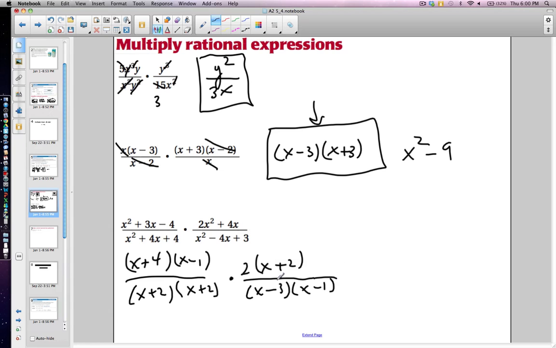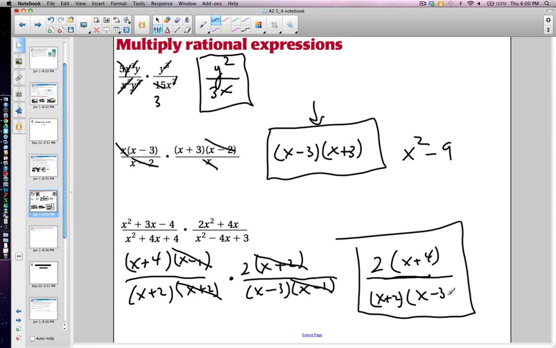Okay, so again, I'm assuming you know how to factor from what we learned in chapter 1. If you still have difficulty with these things, we need to talk. Okay, so I have x minus 1 cancels with the x minus 1. This x plus 2 will cancel with that x plus 2. And those are all of my common factors. So I'll have 2 times x plus 4 over x plus 2 times x minus 3. Okay, this is my simplified form.